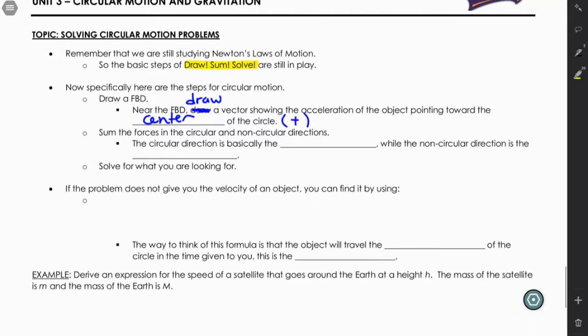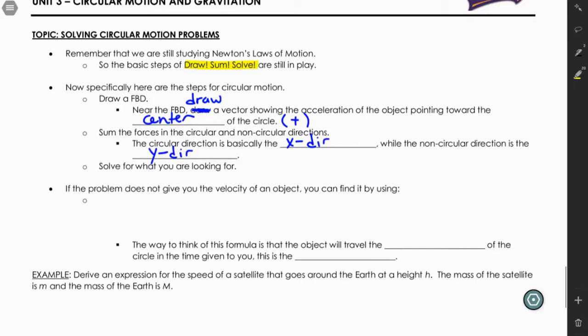And then you're going to sum the forces in the circular and non-circular directions. So this is a little bit different. I told you in the last video that the circular direction is basically the x direction, while the non-circular direction is basically the y direction. And then you're going to solve for what you're looking for.